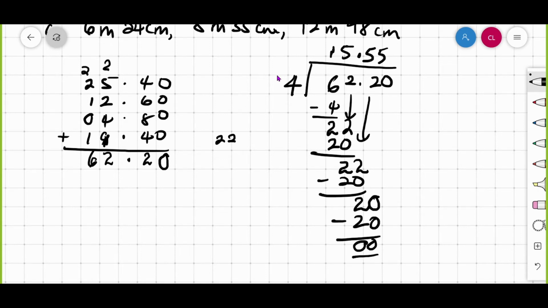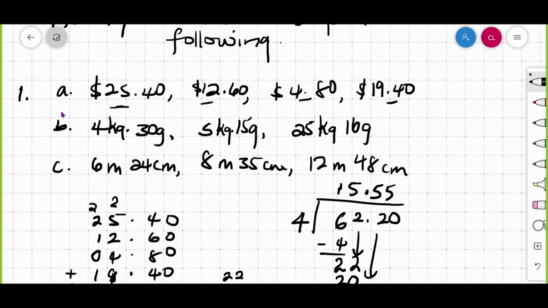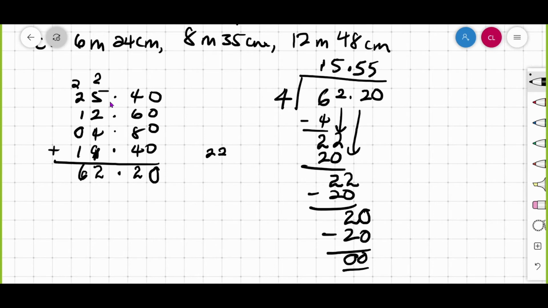0. Okay, so let's go back to the problem a little bit. It says we need to find the average of these. So let's go again. The average of $25.40, $12.60, $4.80, and $19.40. To find that average, I have to find the total. So this is the total, or the sum. Okay, so what is the sum of all of this?